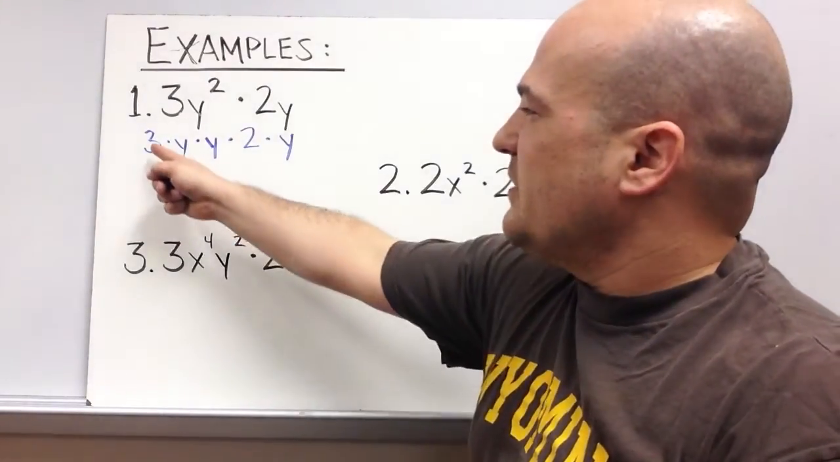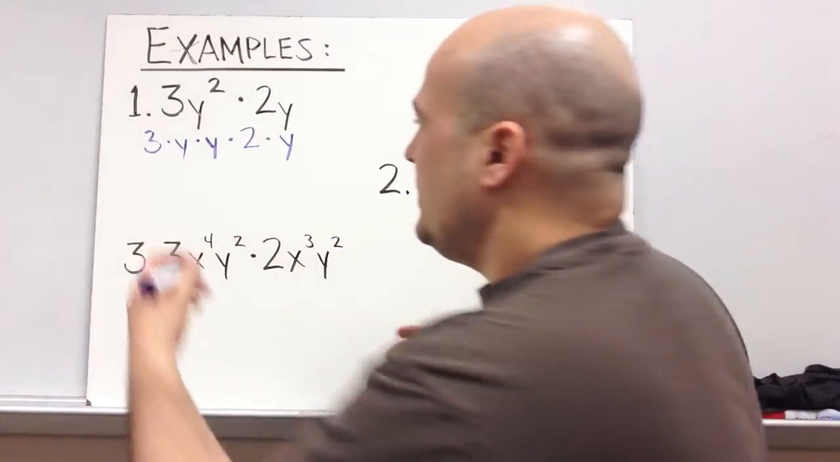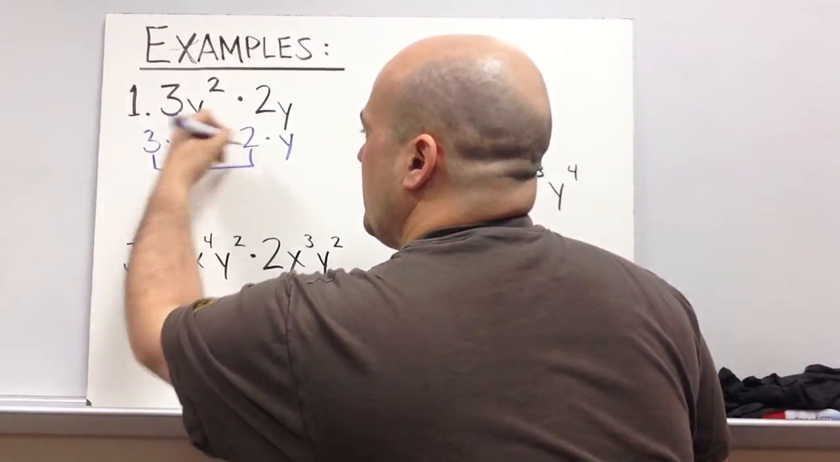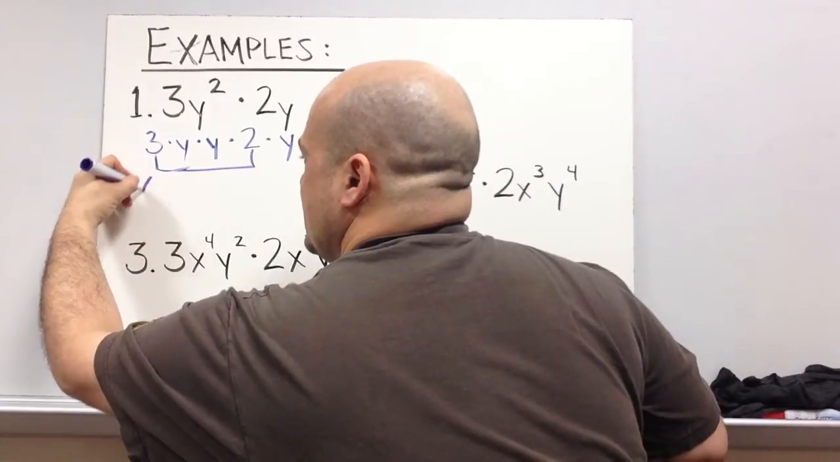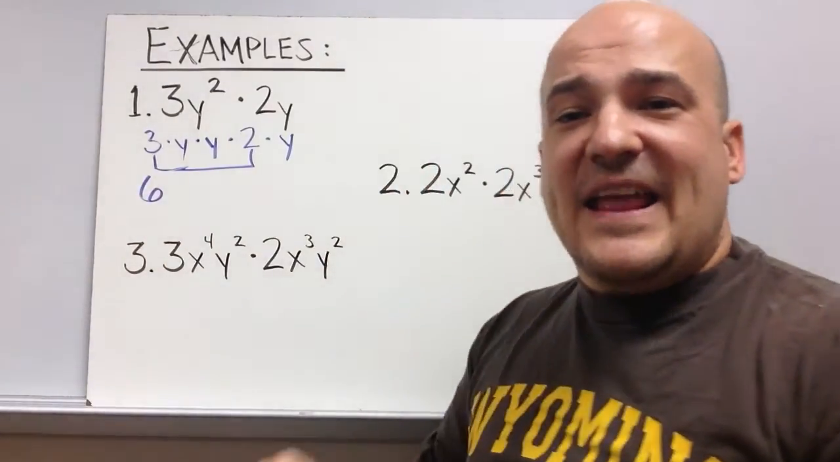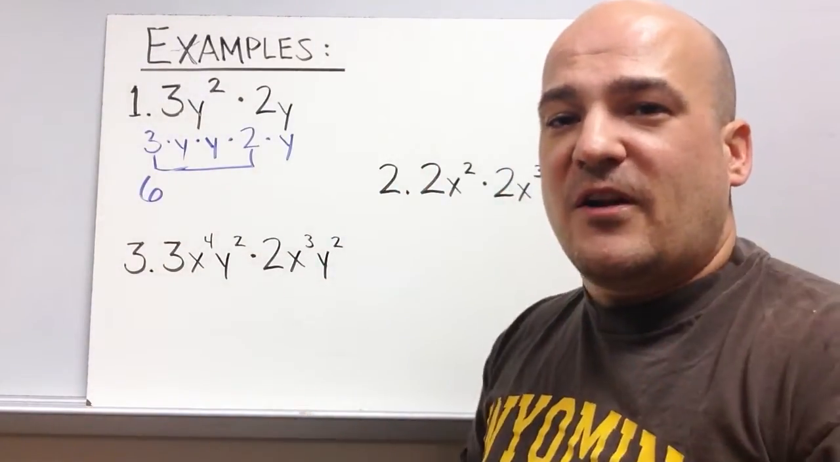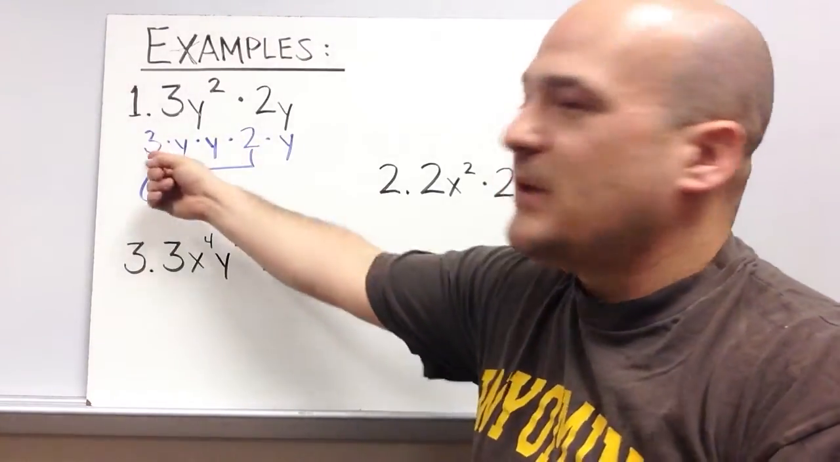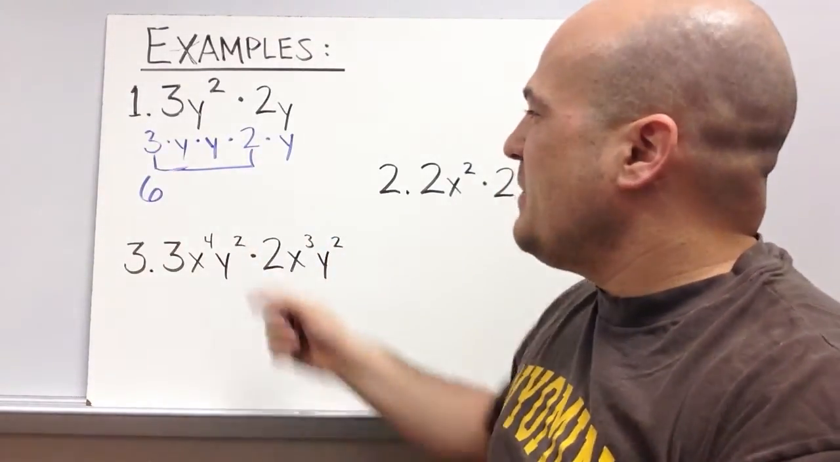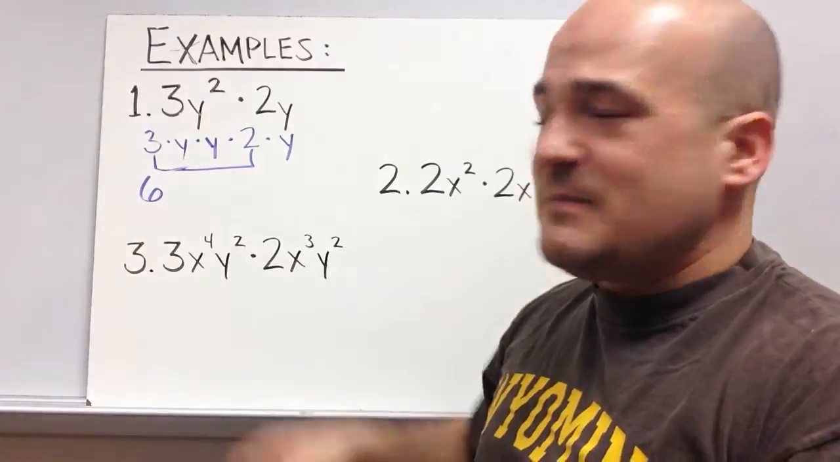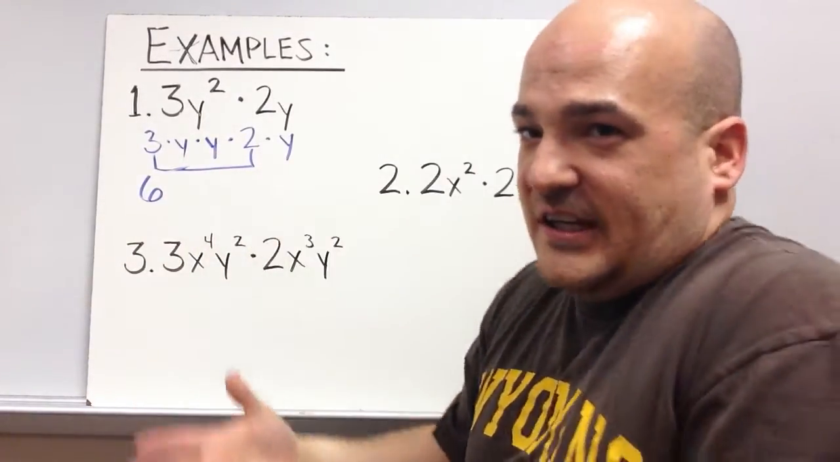So what I'm going to do is I'm going to take my numbers, my 3 and my 2, and multiply those. 3 times 2 is 6. Okay, and that's step 1 from the notes that we just took. Step 1, multiply your coefficients. Step number 2 is keep your base the same.